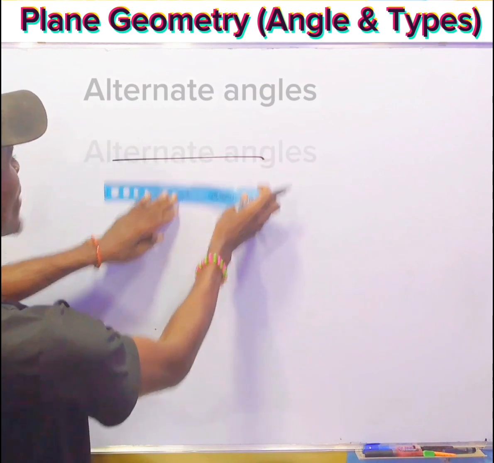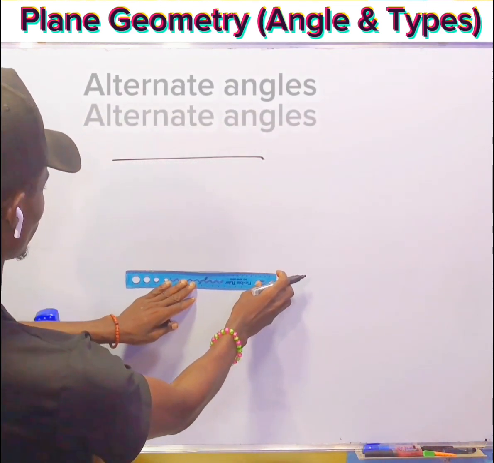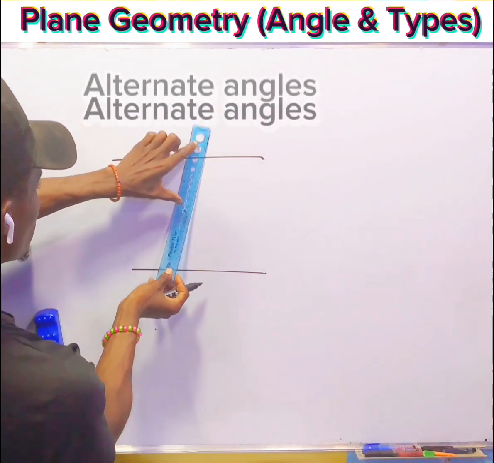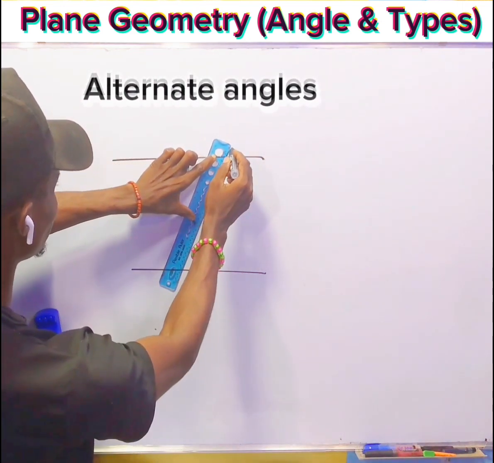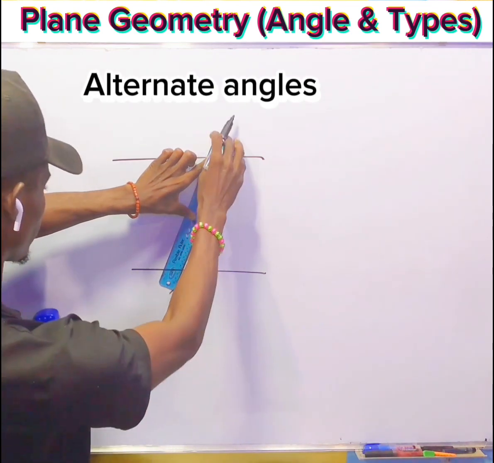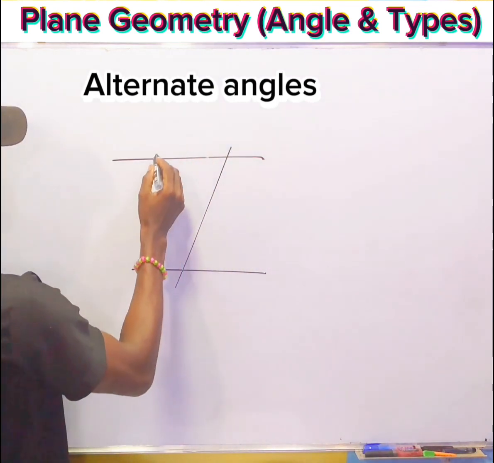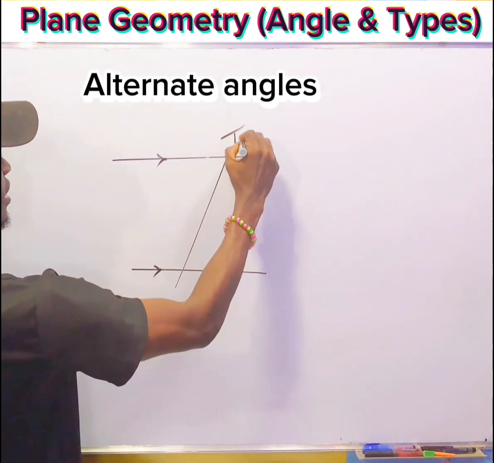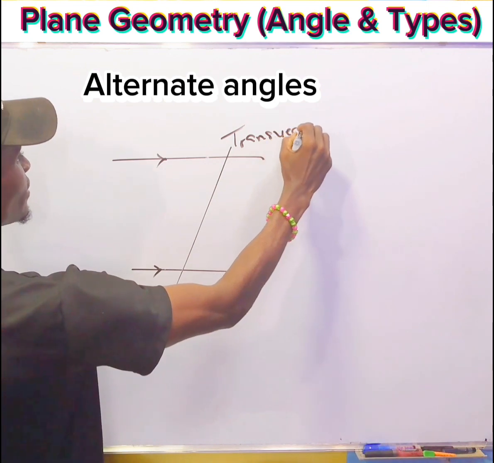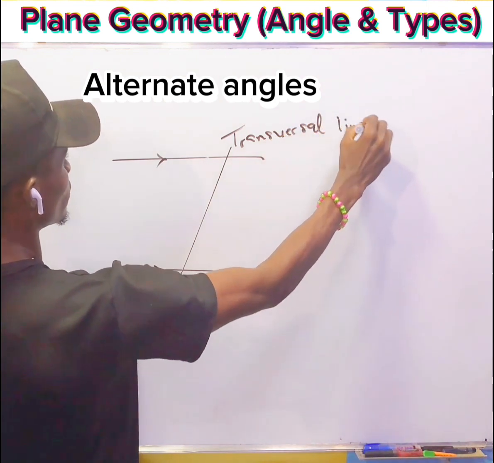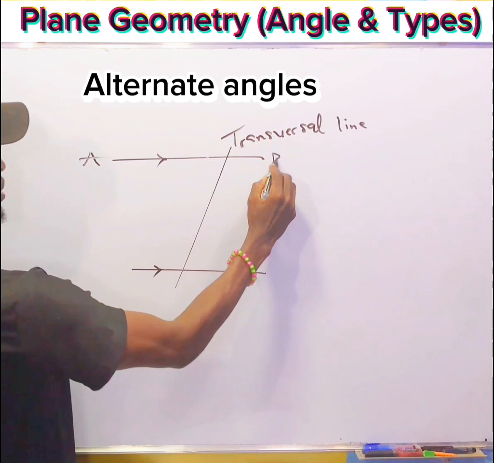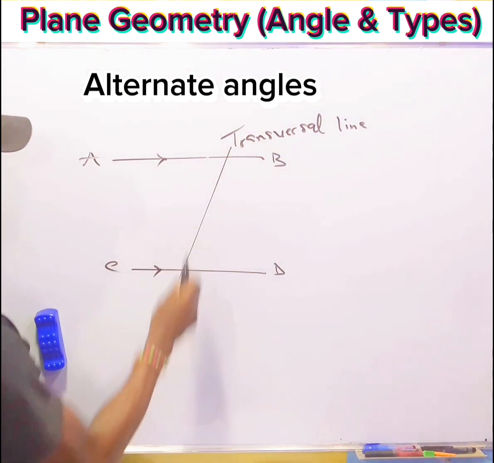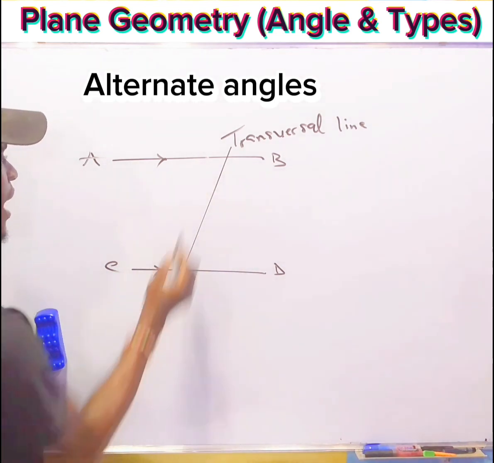Whenever we have two parallel lines that are cut by a transversal line, let's say this line is parallel to this line, and this line here is a transversal line. Let's say line AB and line CD. They are both parallel and cut by a transversal line.